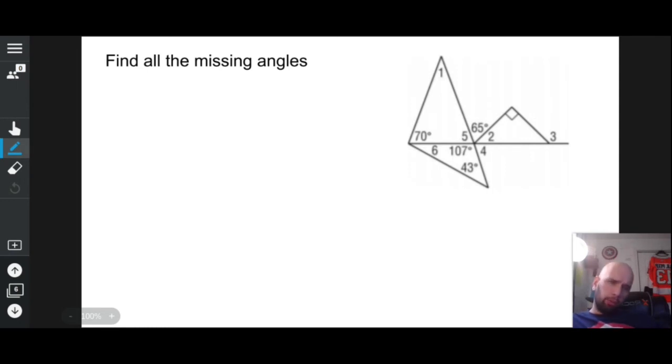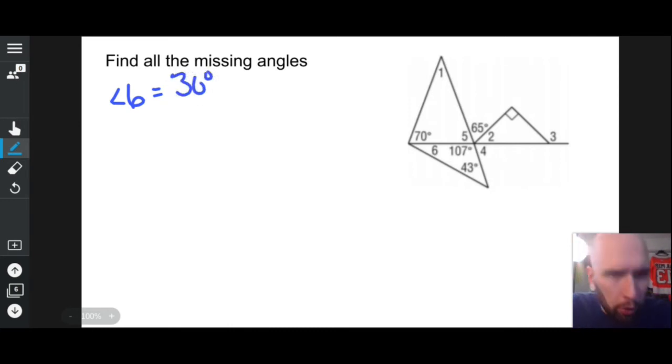Find all the missing angles. Ooh. All right. I think I will start with 6. Why 6? Because 6 is an angle living inside of a triangle. So the measure of angle 6, and I'm going to go easy on this one, is 180 minus 107 minus 43. It's 30. So you're done.